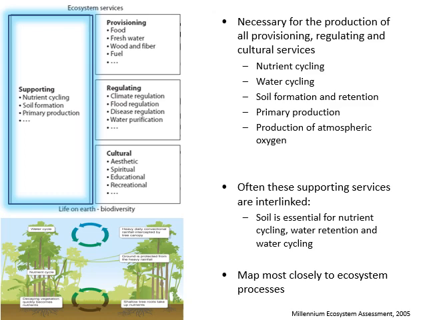Often these supporting services are interlinked. As you know, I've talked a lot to you about how all the cycles are linked. So soil is essential for nutrient cycling and for water retention and for water cycling. So these supporting services could also be called ecosystem processes.